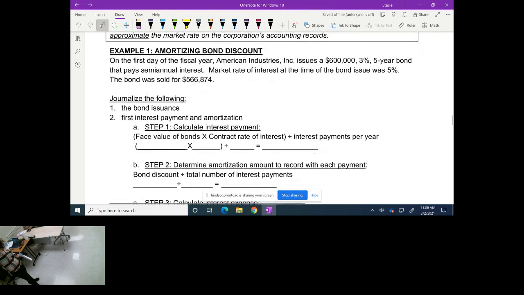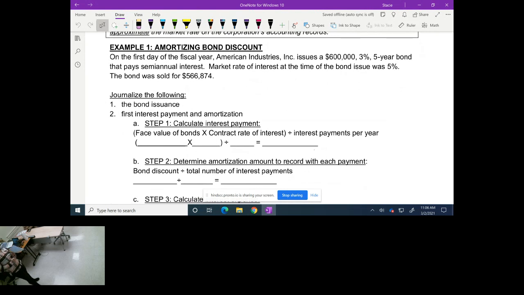So let's look at this first example. On the first day of the fiscal year, American Industries, Inc. issues a $600,000 3% 5-year bond. Okay, so here is your bond, face amount, interest rate, and duration. So all those things would be included in your bond indenture, which is what? What's a bond indenture? What's like a layman's word for bond indenture? Contract, agreement. That's their agreement.